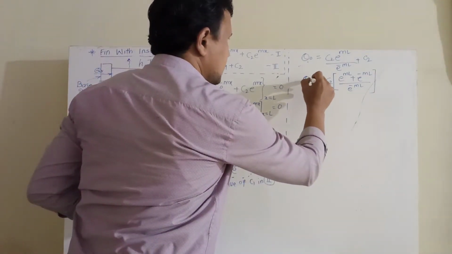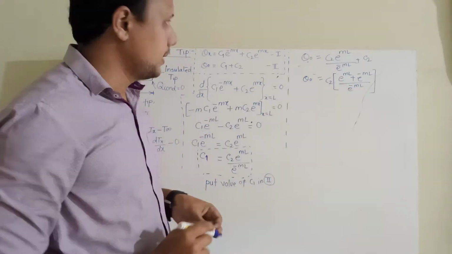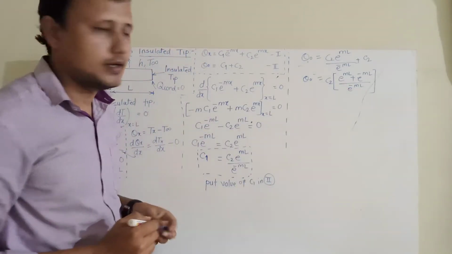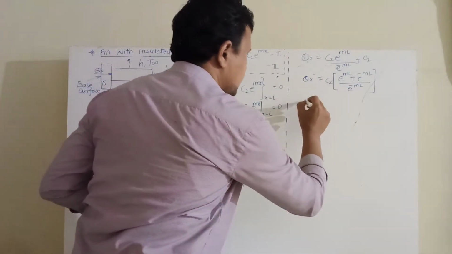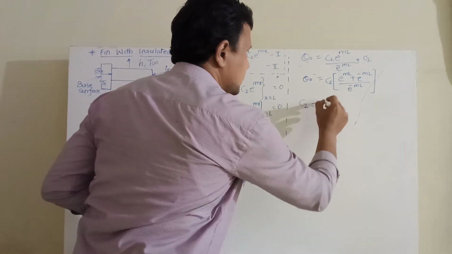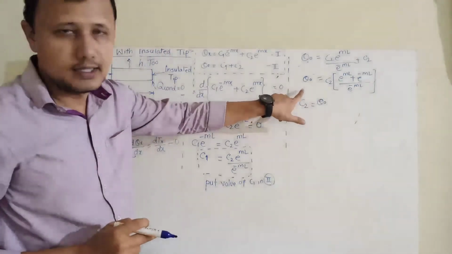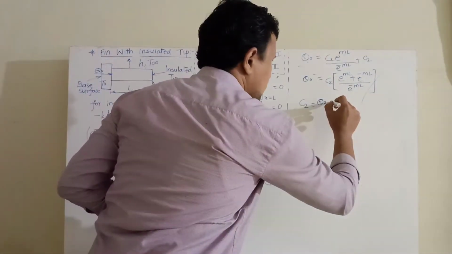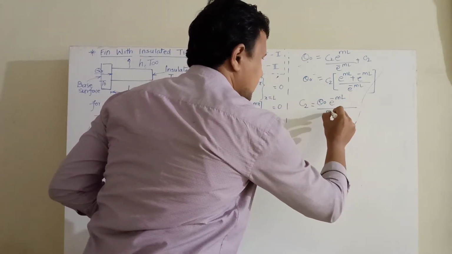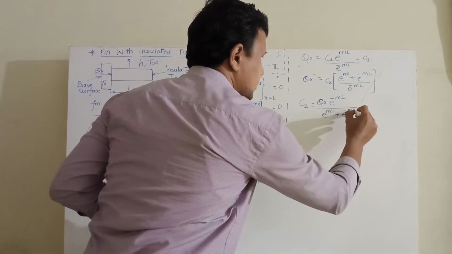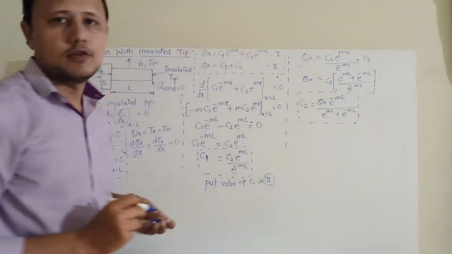So this will be theta 0. So theta 0 is equal to c2 into e raised to ml plus e raised to minus ml divided by e raised to minus ml. I am interested in the value of c1 and c2, so I will rearrange this equation. So what we get, c2 is equal to theta 0, only c2 on one side, everything else on the other side. So that will be theta 0 e raised to minus ml divided by e raised to ml plus e raised to minus ml. This is the value of c2 that we have obtained.